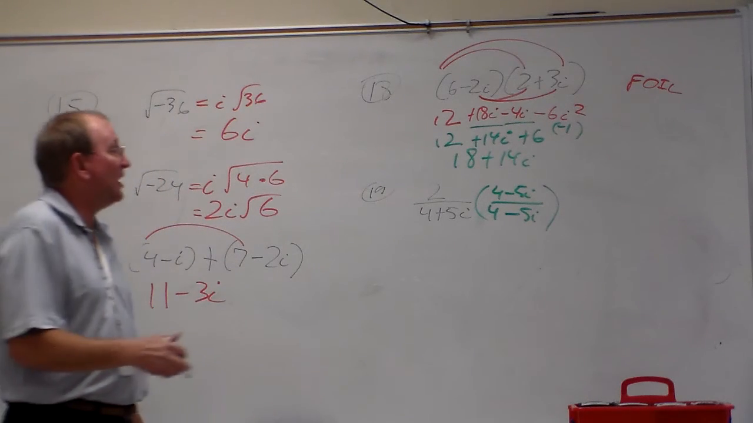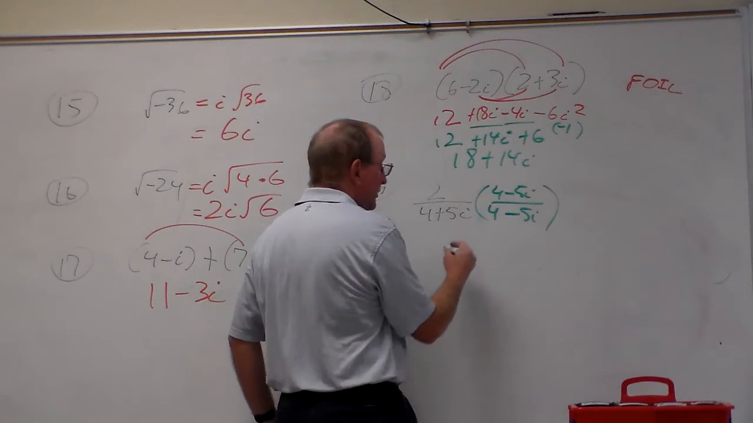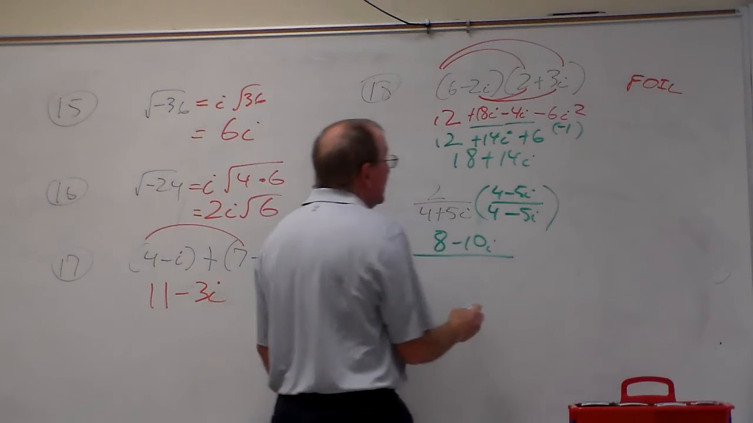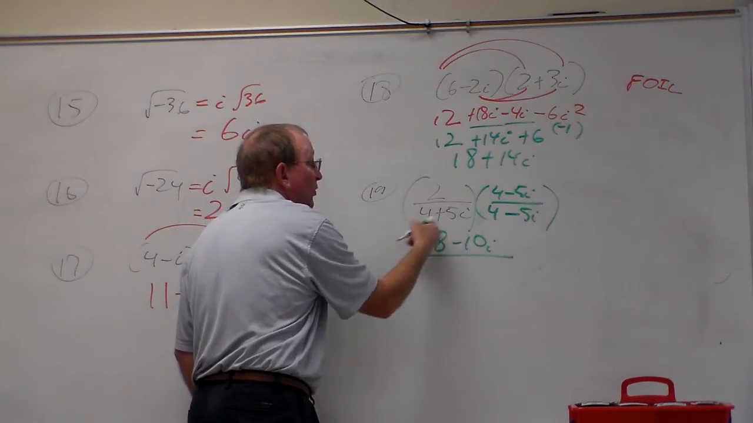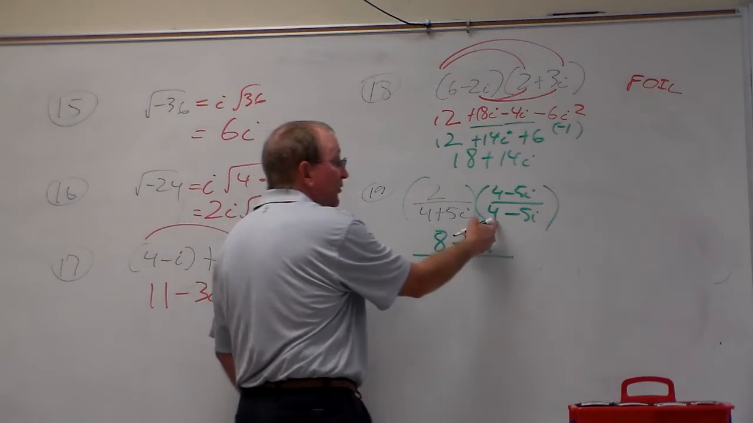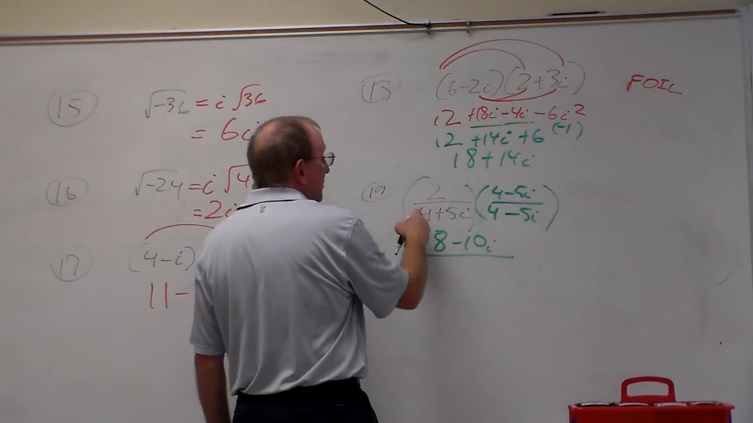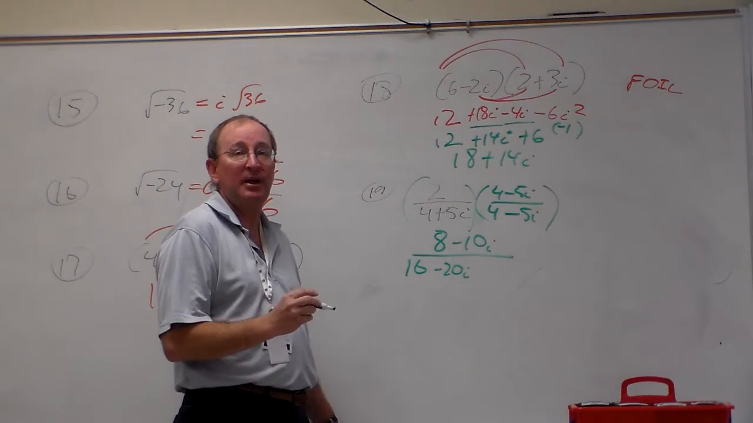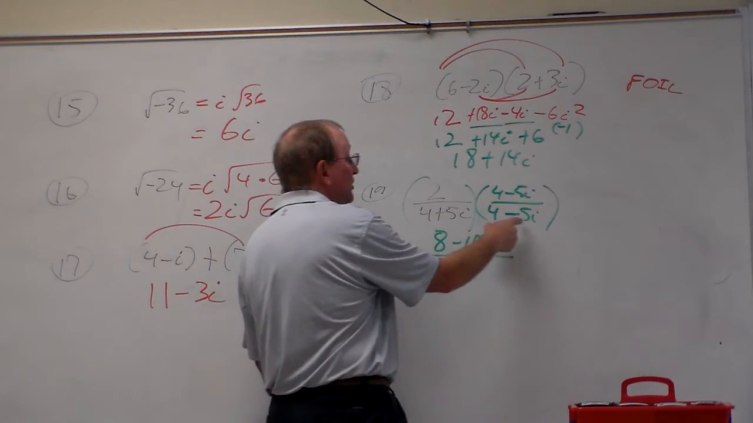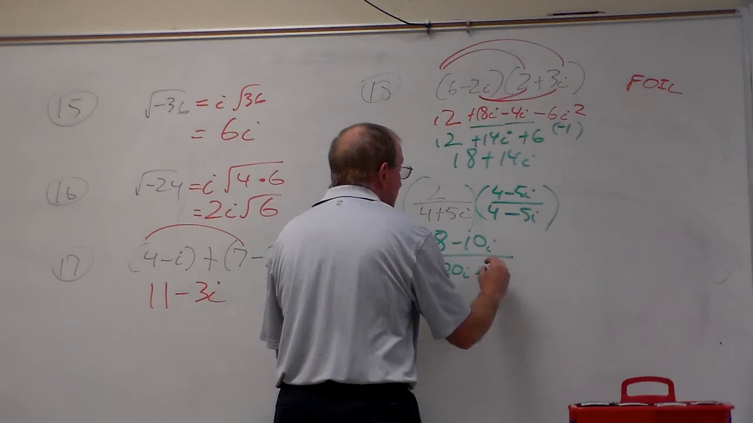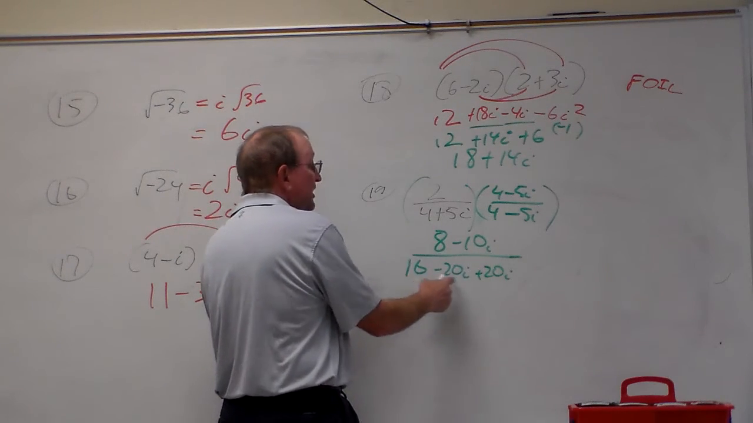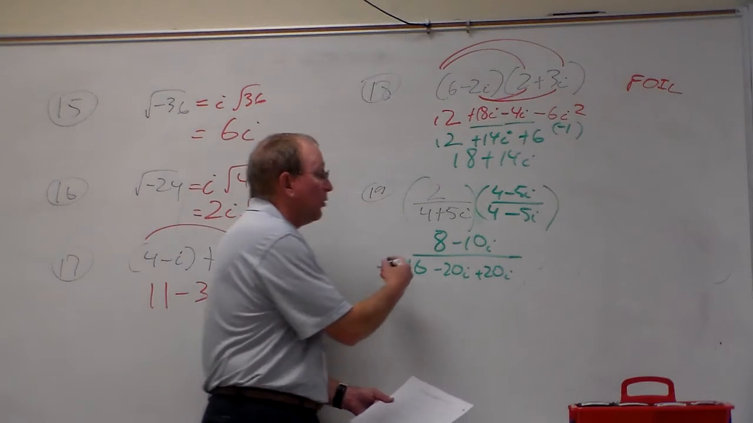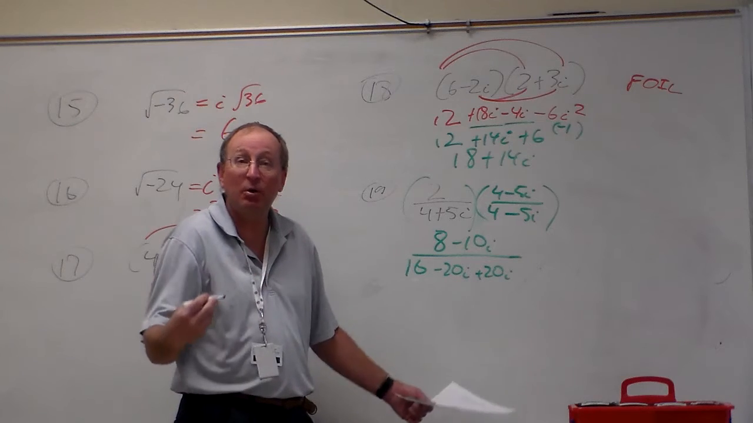Well, this top part's easy. What's 2 times 4? 8. And 2 times negative 5i? Negative 10i. Now I have to FOIL this one. 4 times 4 will be 16. Now, I'm going to be honest with you. If I was doing my homework on paper, I wouldn't even write the next term down. But I'm doing it as a teacher. The outside term gives me negative 5i, and the inside term gives me positive 20i. These numbers are going to be the same, except one will be positive and one negative. We do that on purpose so that they cancel out. So the i's go away in the denominator.